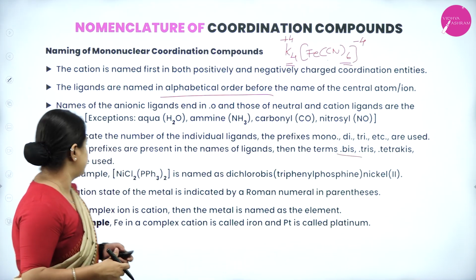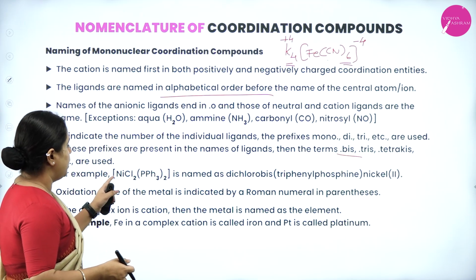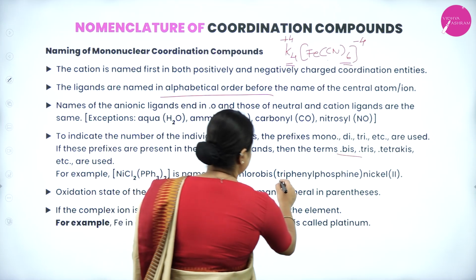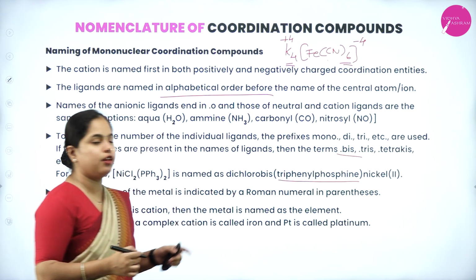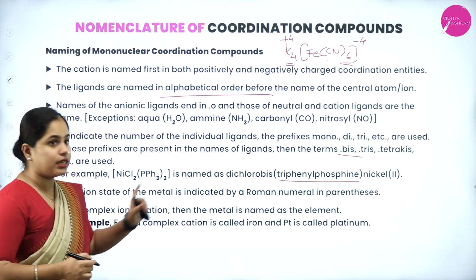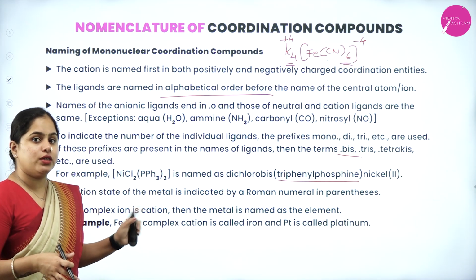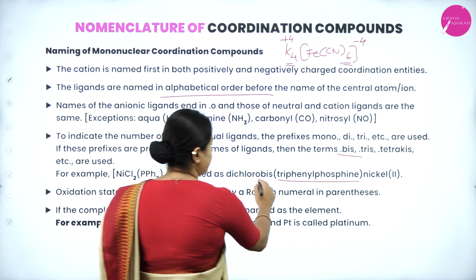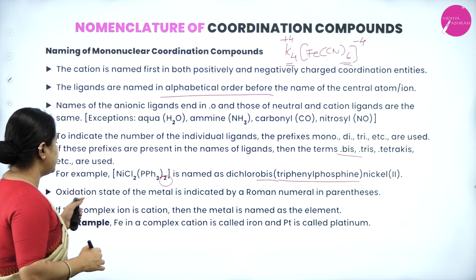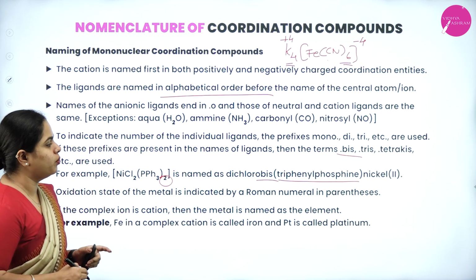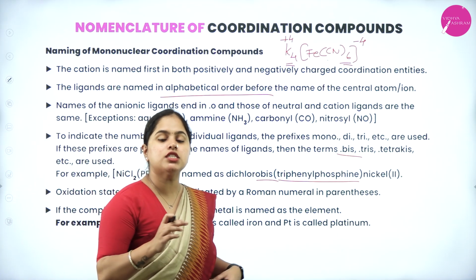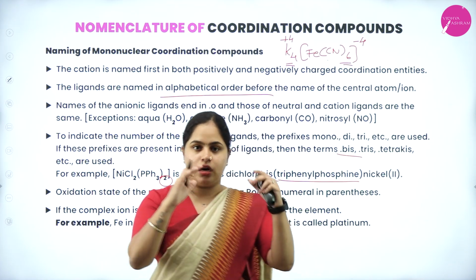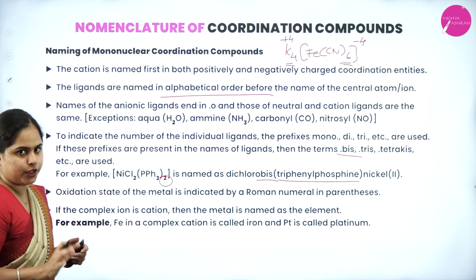Okay, so I hope that is clear. For example, NiCl2(PPh3)2 is named as dichlorobis. See, this PPh3 is called triphenylphosphine. So already there is a tri inside the name itself. So instead of naming it again as di, we are using the word bis there. Okay, fine. Now the oxidation state of the metal is indicated by a Roman numeral in parentheses. Even this we have discussed. Once we calculate the oxidation number, we have to mention it in brackets in Roman numerals, right?